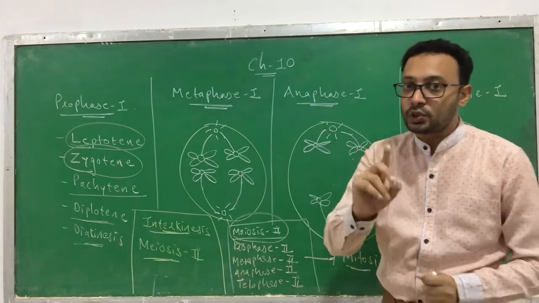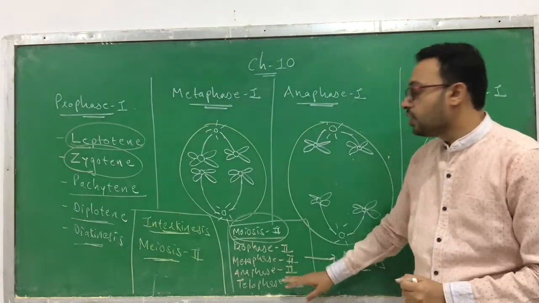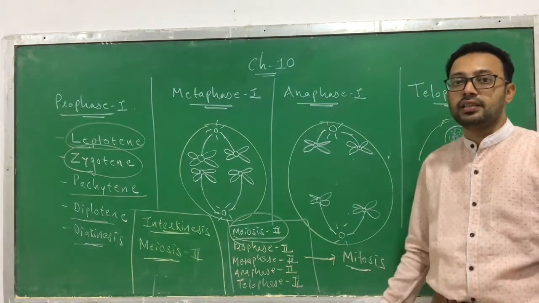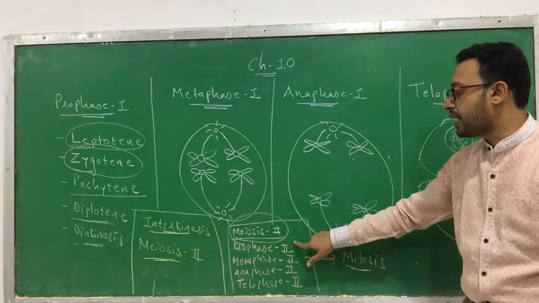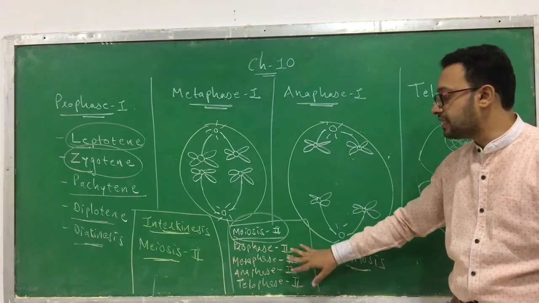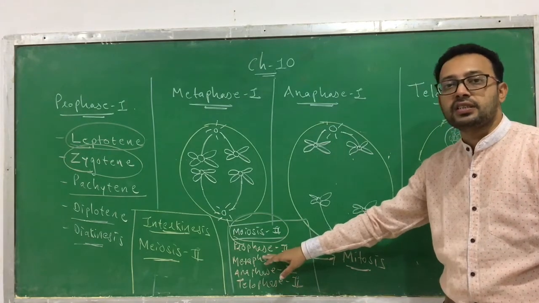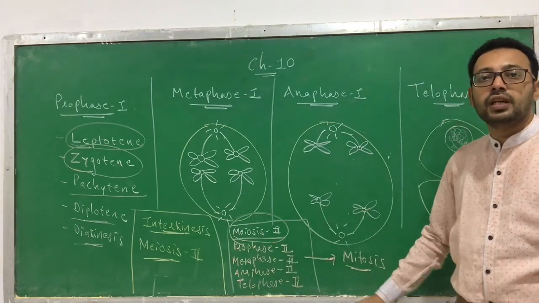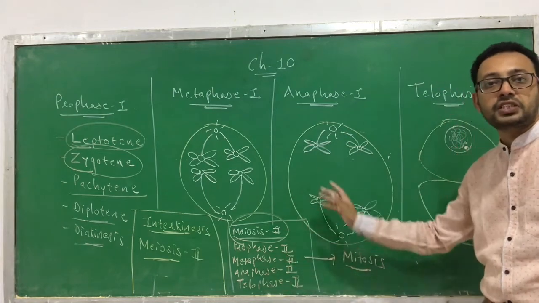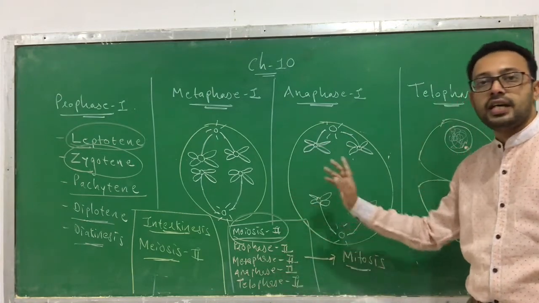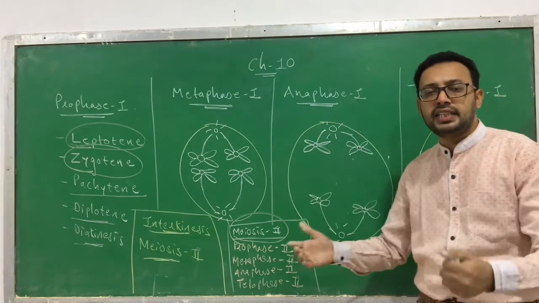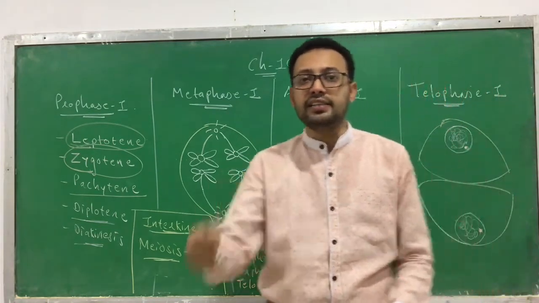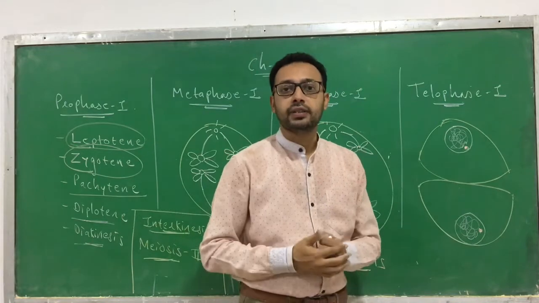In meiosis 2, I again repeat, you have to write the same thing as in mitosis. There is just one difference, you have to write 2. Even the phases remain the same. Instead of prophase, we write prophase 2. Instead of metaphase, metaphase 2. Anaphase, anaphase 2. Telophase, telophase 2. It is exactly the same, not a single difference exists between them.